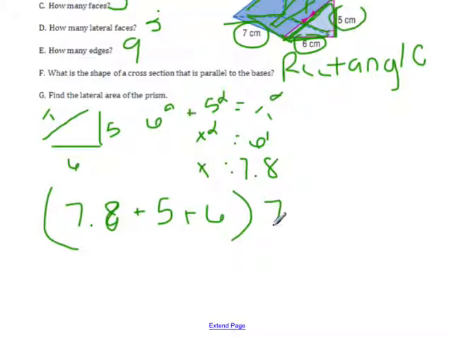So I can plug this into my calculator exactly how it is. And then I get 131.6, and it's going to be centimeters, and it is going to be squared because we are talking about a lateral area. Okay, so let's go ahead and take a look at this hexagonal prism.